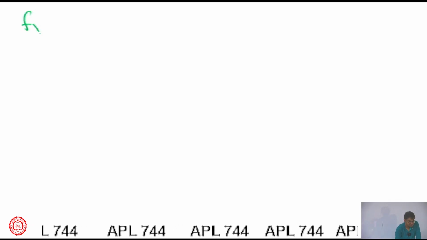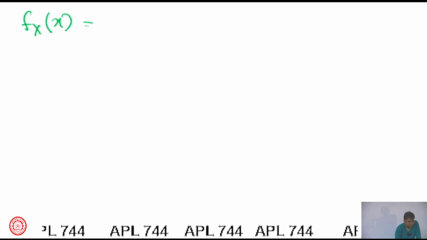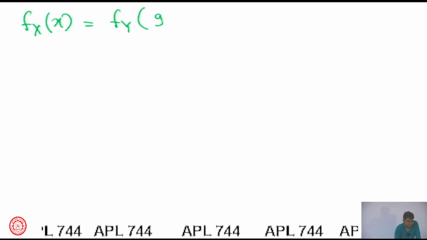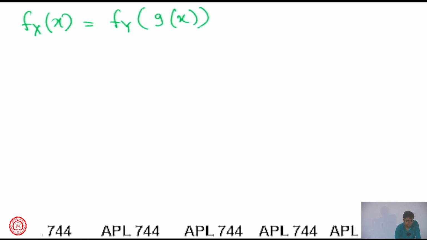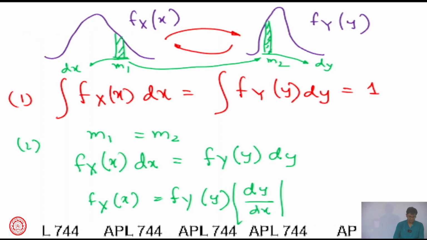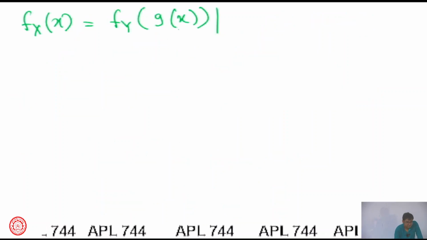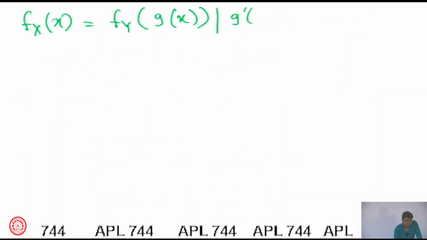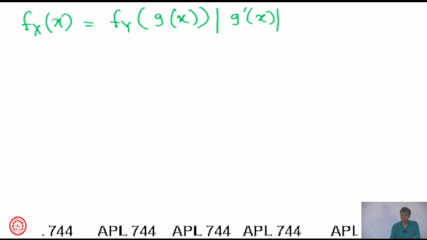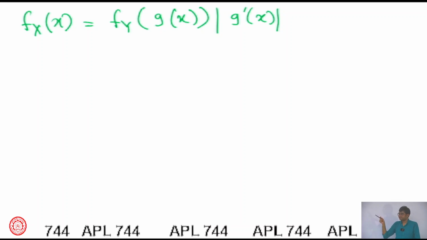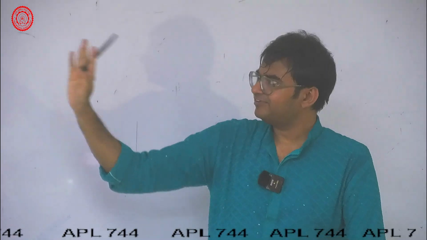Okay. And now, what is y equal to? G of x. So, fxx is equal to fy g of x, and then what is dy by dx? G dash x. So, that is the transformation law for univariate case. Okay. For univariate case, this is the transformation law.